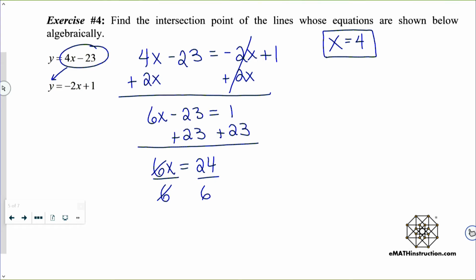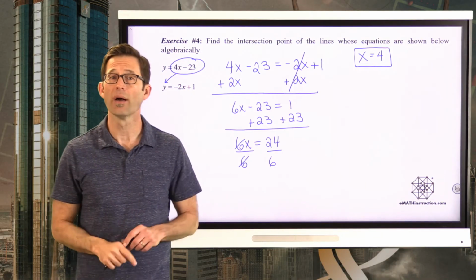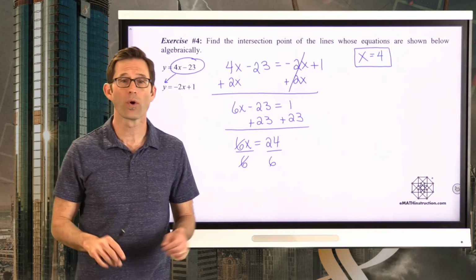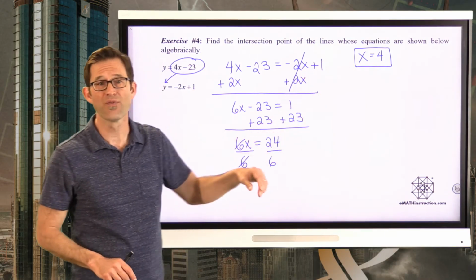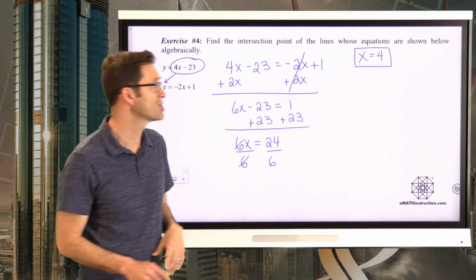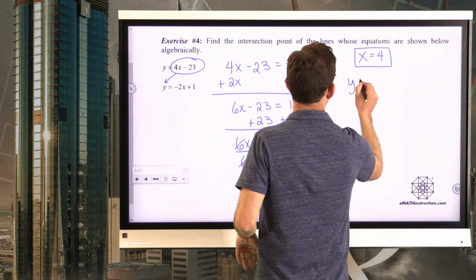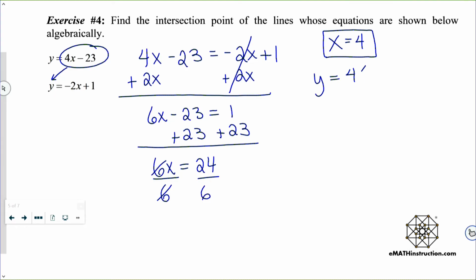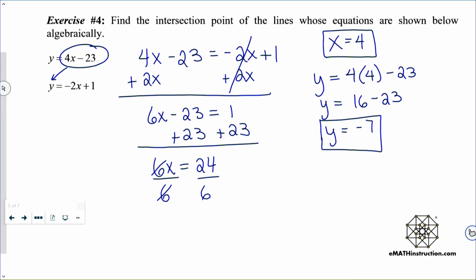All right, so that's the x-coordinate where these two lines intersect. What is the y-coordinate? Well, now I can take that x equals 4 and substitute it into either one of those equations. I think I'll just put it into the first one. Why not? So y is equal to 4 times 4 minus 23. So that's going to be 4 times 4 is 16 minus 23. Here we have to be a little careful, but of course you could always use your calculator on this, and I'll get y equals -7.